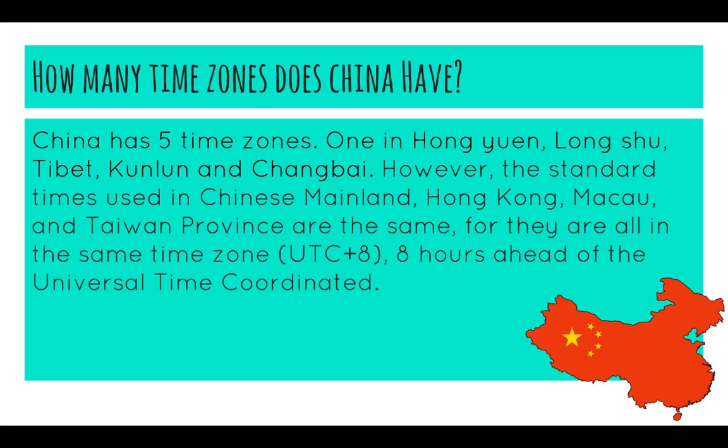How many time zones does China have? China has 5 time zones: Hongyuan, Longshu, Tibet, Kunlun, and Changbai. However, the standard times used in Chinese mainland, Hong Kong, Macau, and Taiwan province are the same, for they are all in the same time zone, 8 hours ahead of Universal Time.